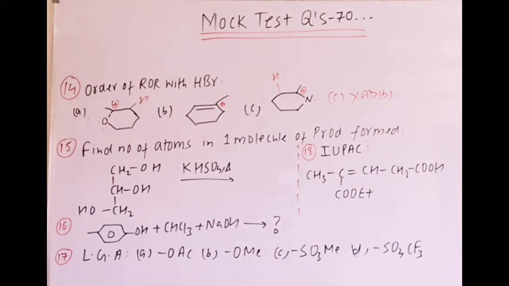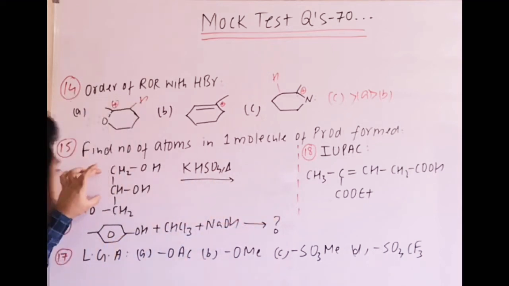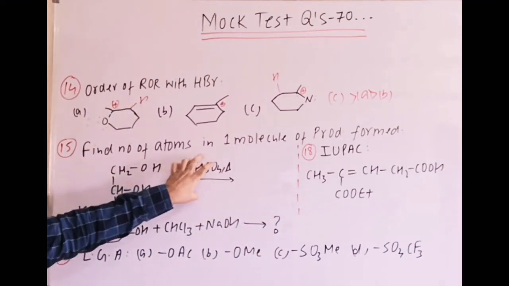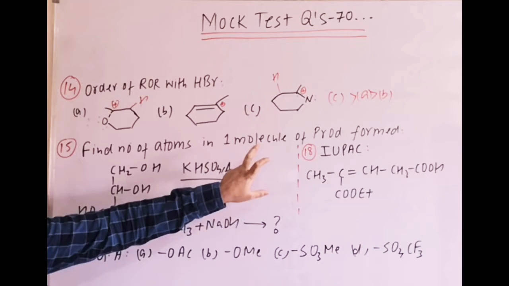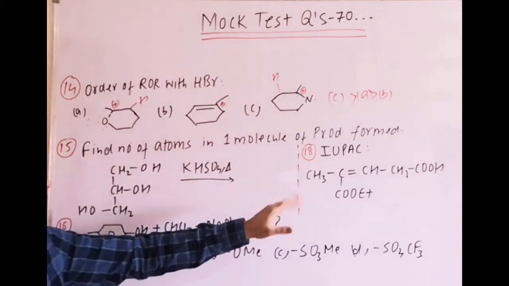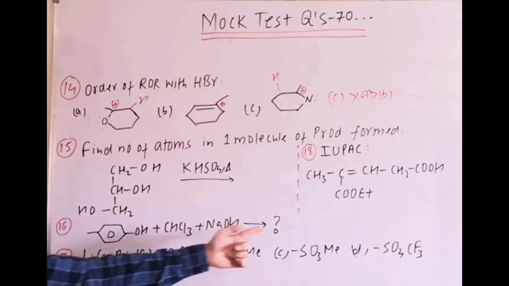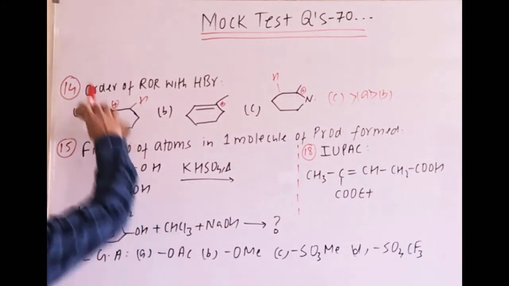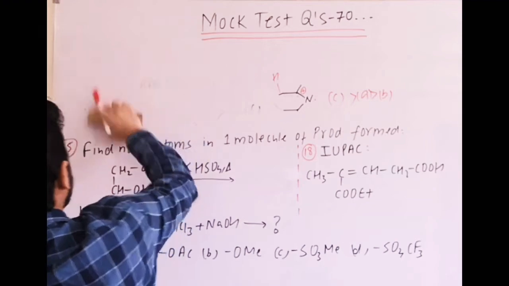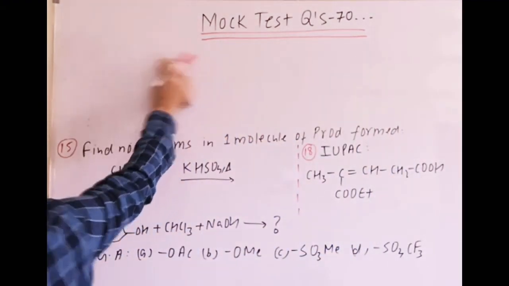Next question is to find the number of atoms in one molecule of the product formed. This is a reaction of glycerol with KHSO4 and heat. You have to find out the product and then find out how many atoms are present in one molecule of the product. Write down that one. Next is this one, phenol with a methyl at the para position. It is para methyl phenol with CHCl3 and NaOH. Write down the product. Okay, I am writing the answer. If you are trying, pause this video, try this question and quickly check the answer.